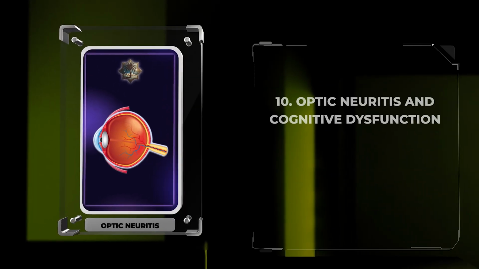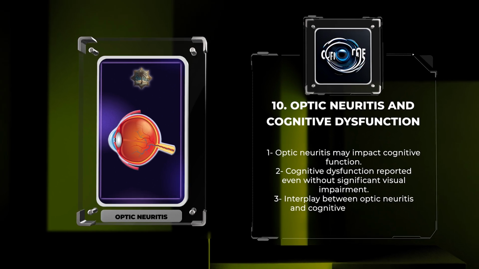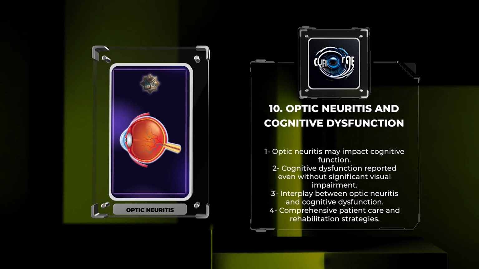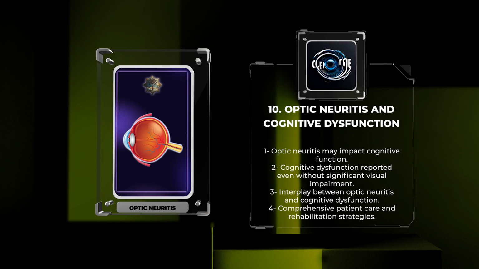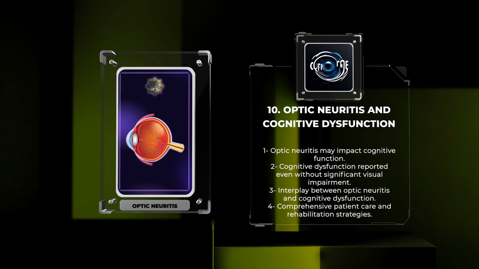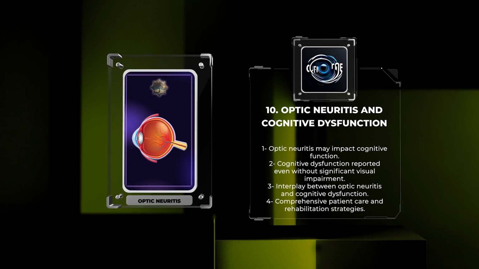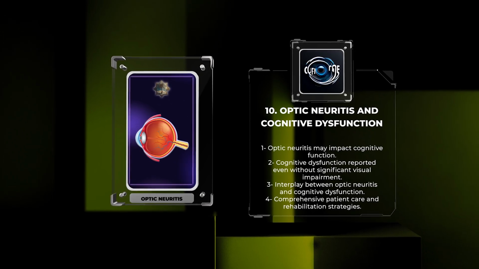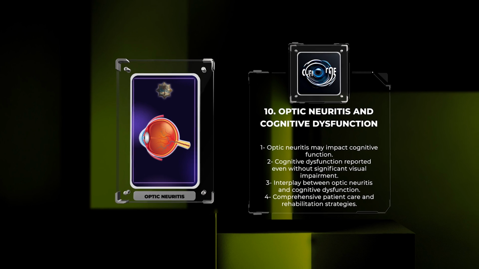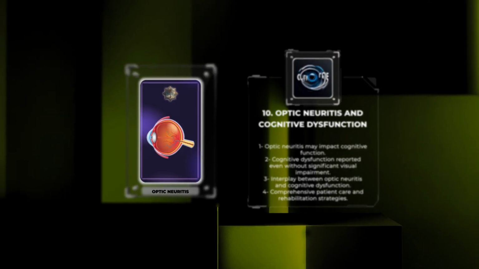Growing evidence suggests that optic neuritis is not limited to the visual system but may also impact cognitive function. Cognitive dysfunction, particularly related to processing speed and memory, has been reported in patients with optic neuritis, even in the absence of clinically significant visual impairment. Understanding the complex interplay between optic neuritis and cognitive dysfunction is essential for comprehensive patient care and rehabilitation strategies.